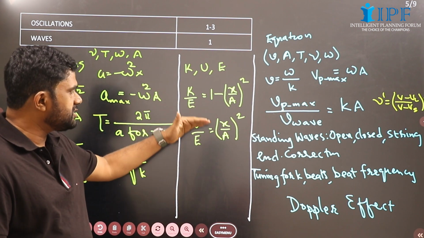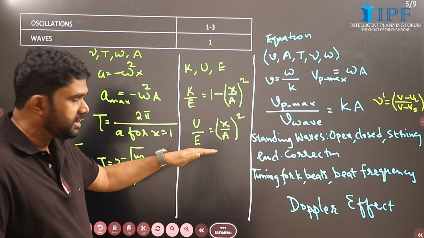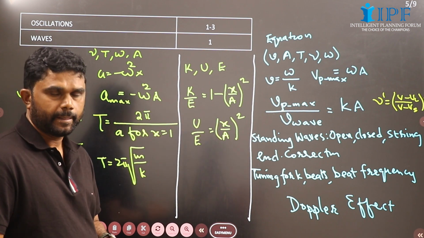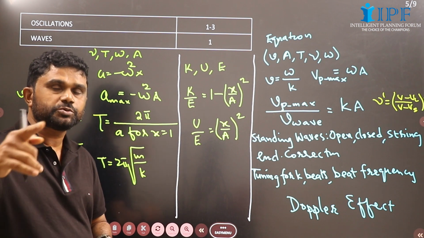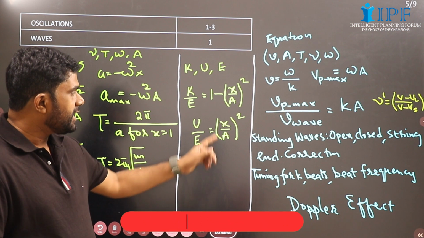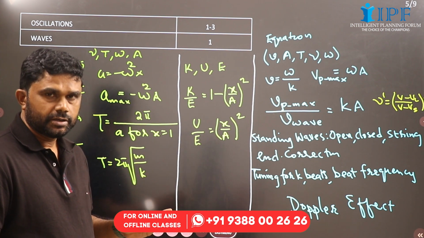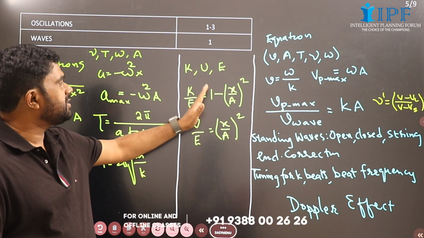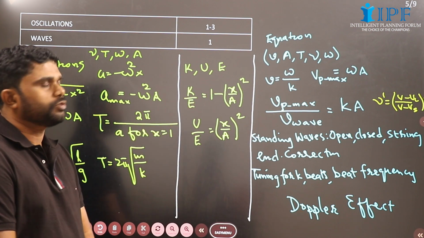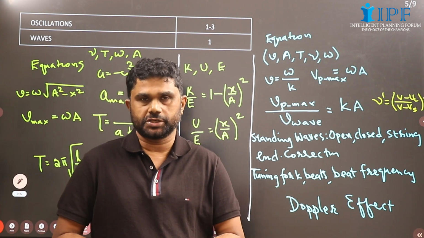See, potential energy by total energy is x by a whole square. If 1/3 is potential, 2/3 will be kinetic. How do you get that? 1 minus 1 by 3. So, x by a whole square is the fraction that is due to potential energy. Then, kinetic energy will be 1 minus x by a whole square. Okay? Okay, next is wave motion.